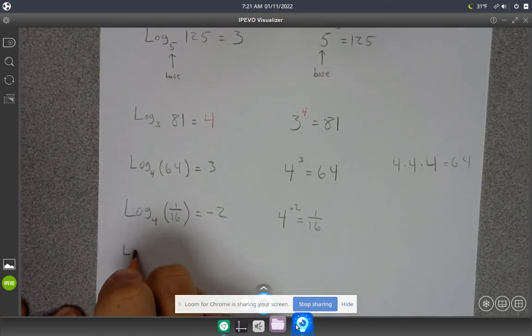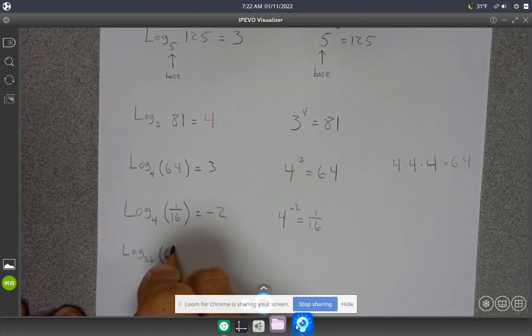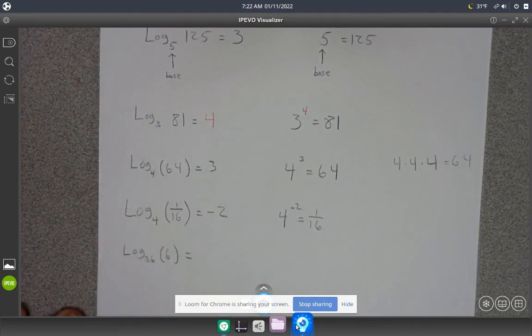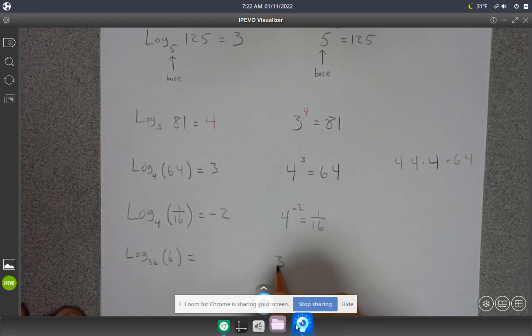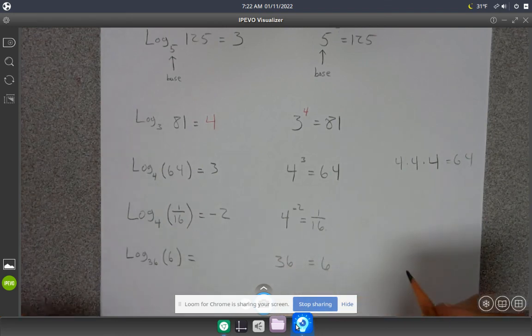This one, log base 36 of 6. So here I'm saying, what do I need to raise 36 to? What power do I have to put on the 36 in order to get 6 back as my answer?